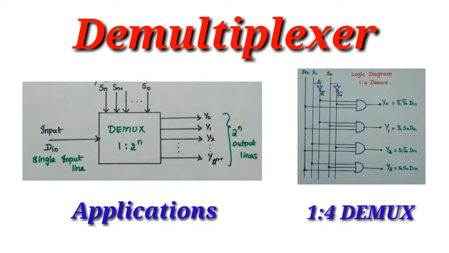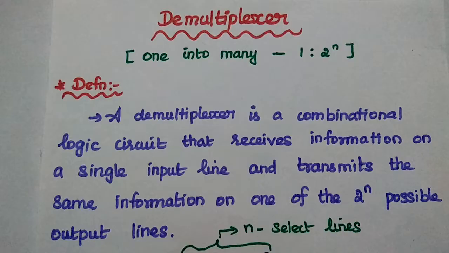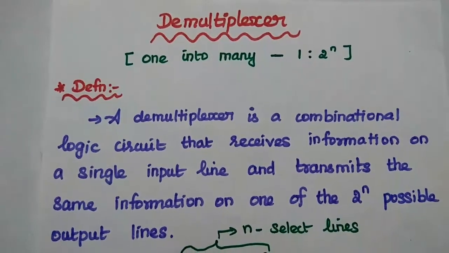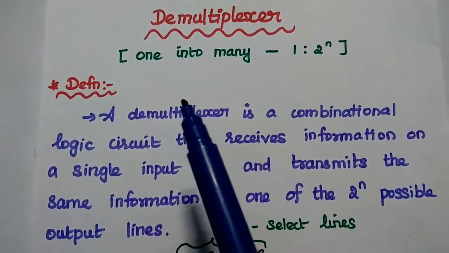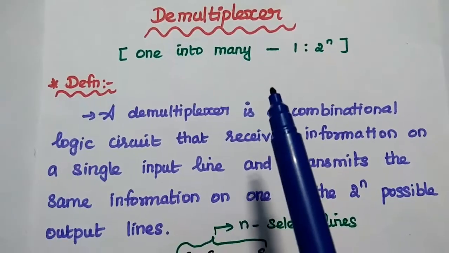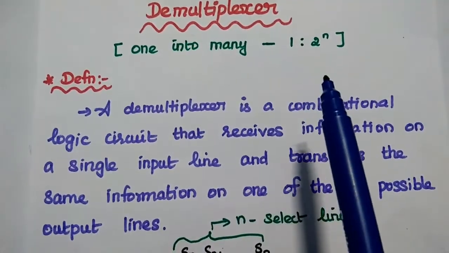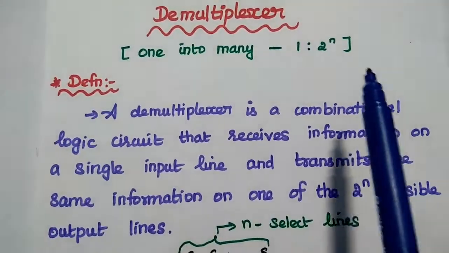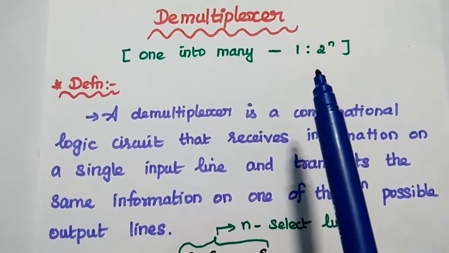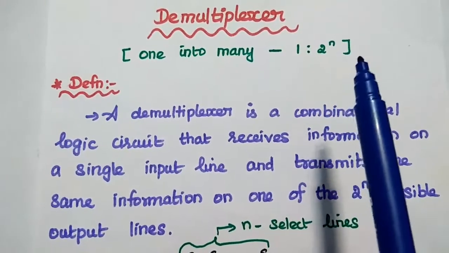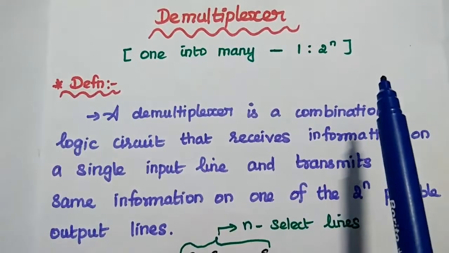Dear students, now we are going to discuss demultiplexer and its types, applications in detail. Demultiplexer is also known as one-into-many logic circuit, that is 1:2^n logic circuit. There is only one input line but many output lines are available.